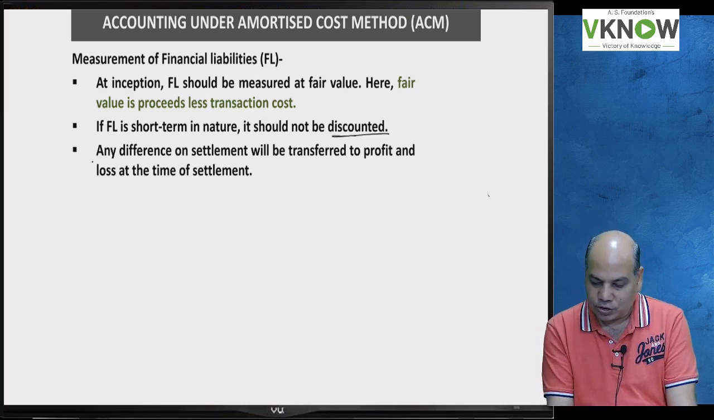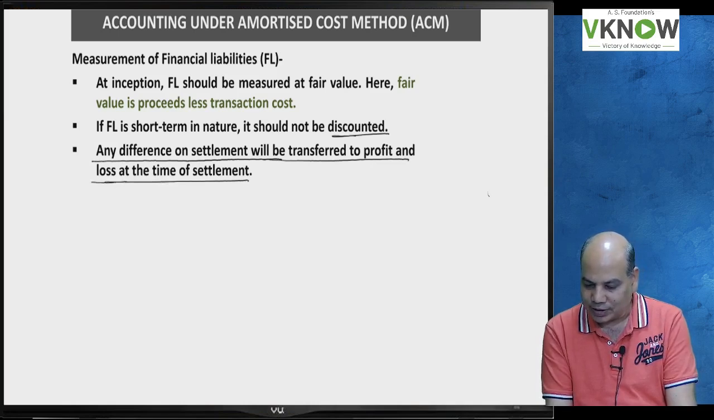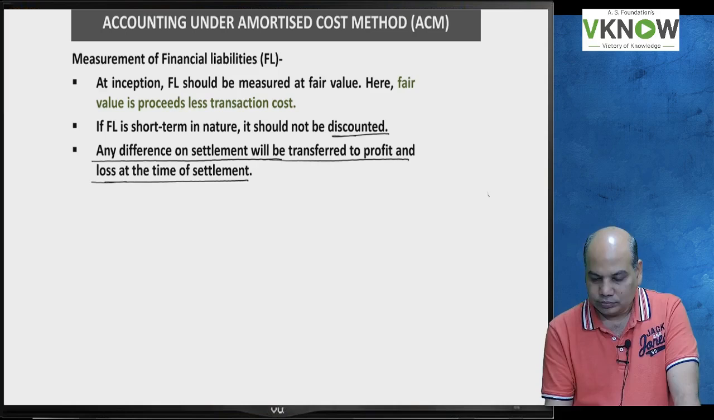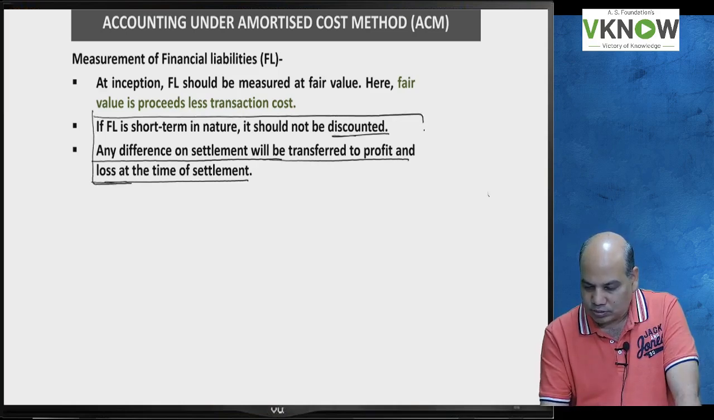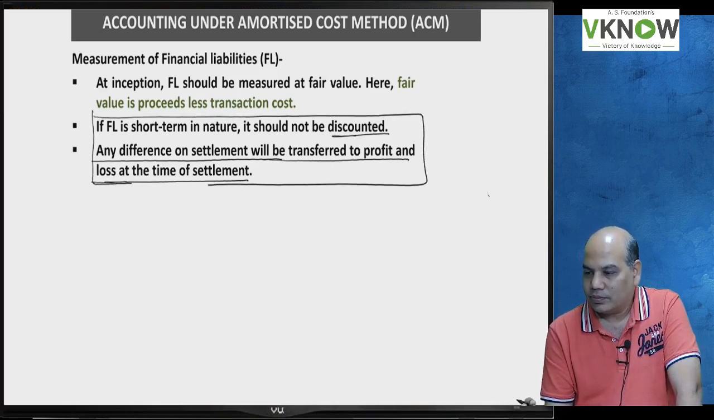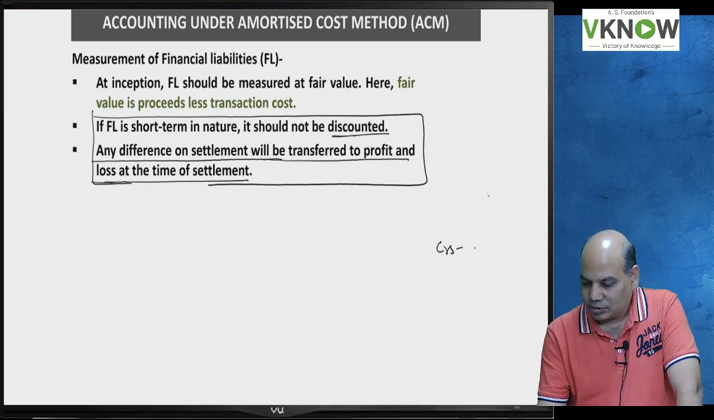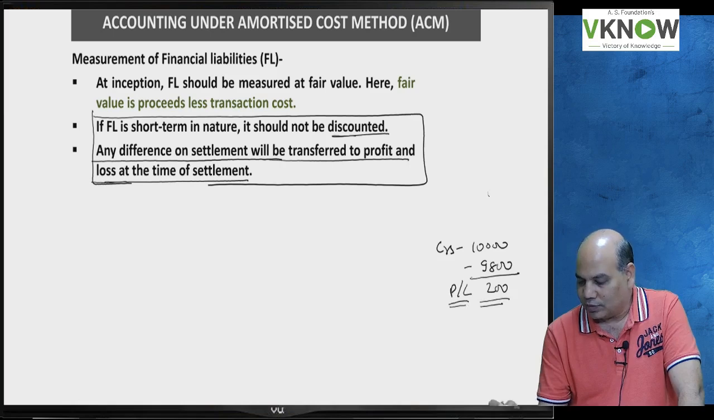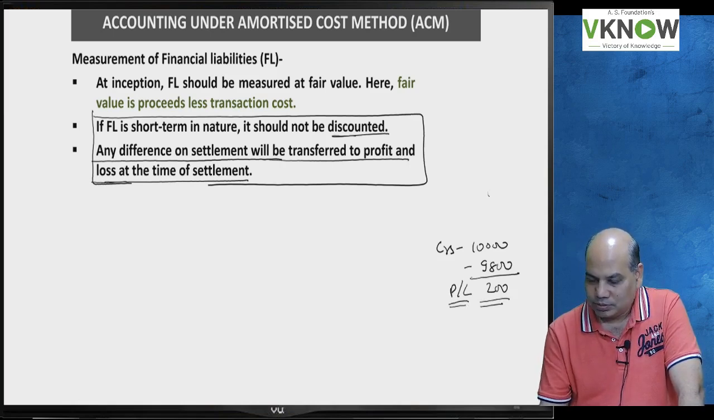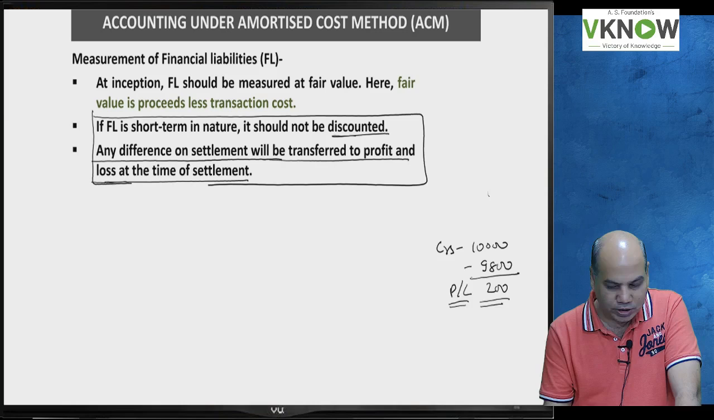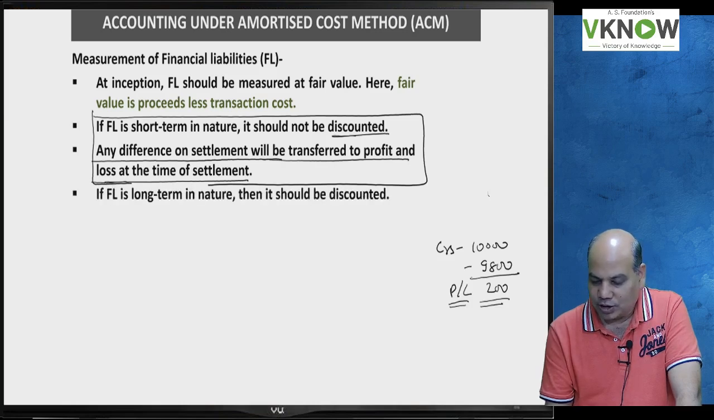Second, any difference on settlement will be transferred to profit and loss at the time of settlement. So if it is a short term instrument, don't discount it. Let us say you have a creditor, you have to pay 10,000 to him, but you said I'll pay only 9,800 and he agrees to it. So this 200 you will recognize as profit in P&L account. Any gain or loss with respect to this short term financial liability will be transferred to P&L account.